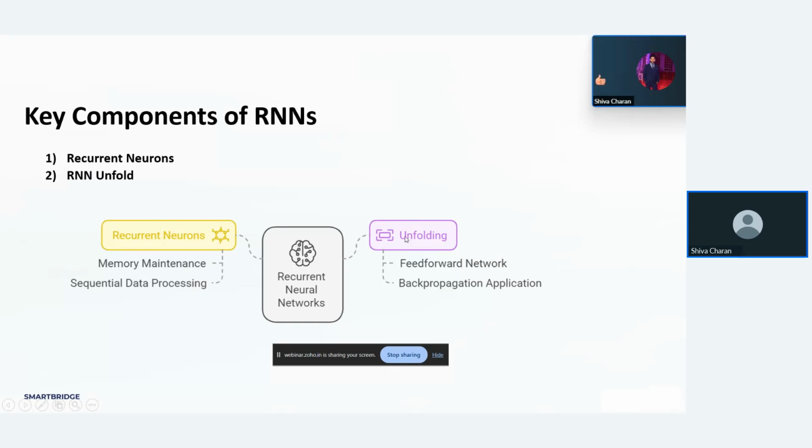Now, key components of RNN. What could be the key components of RNN? What are we having? Recurrent neurons and unfolding, memory maintenance, sequential data processing, and feed-forward neural networks, back propagation, applications. We'll see what exactly they are. First, we'll see what exactly recurrent neurons are.